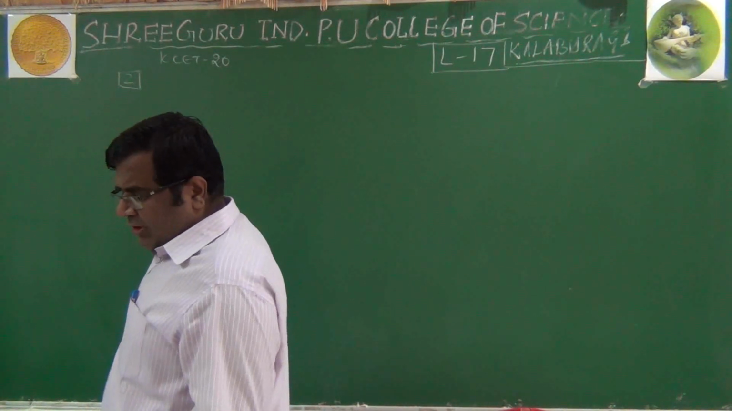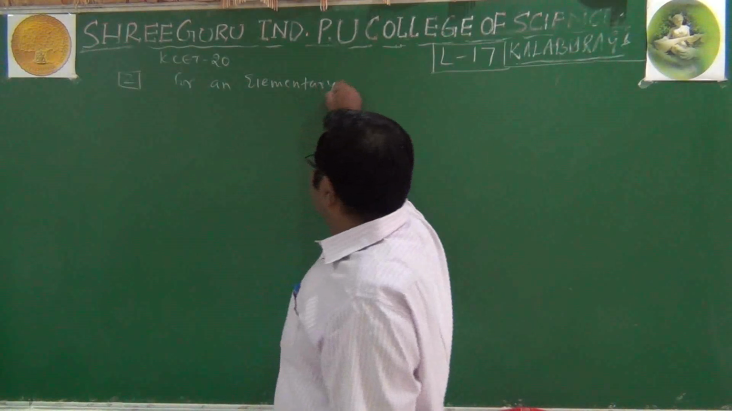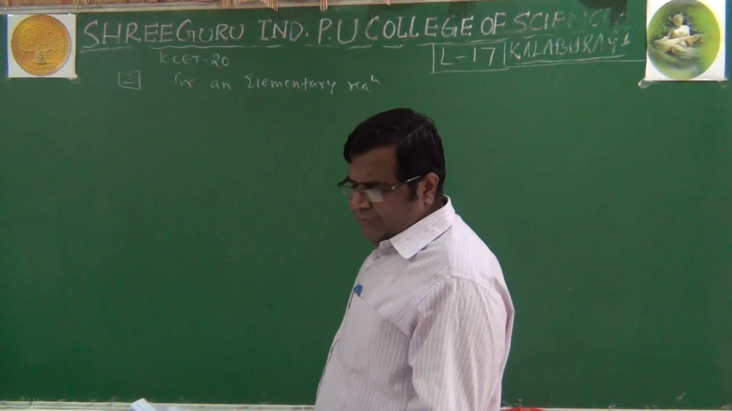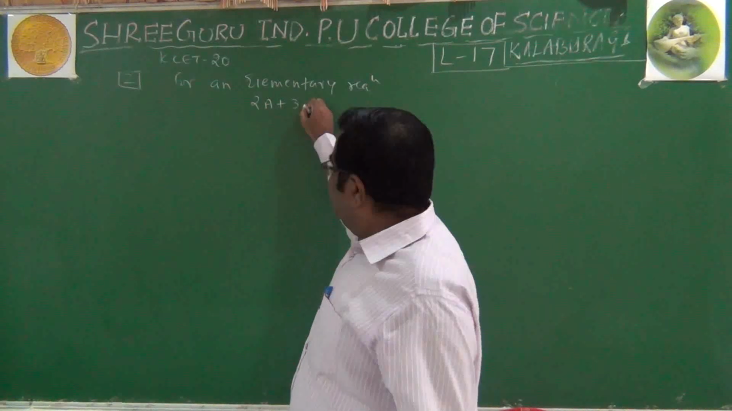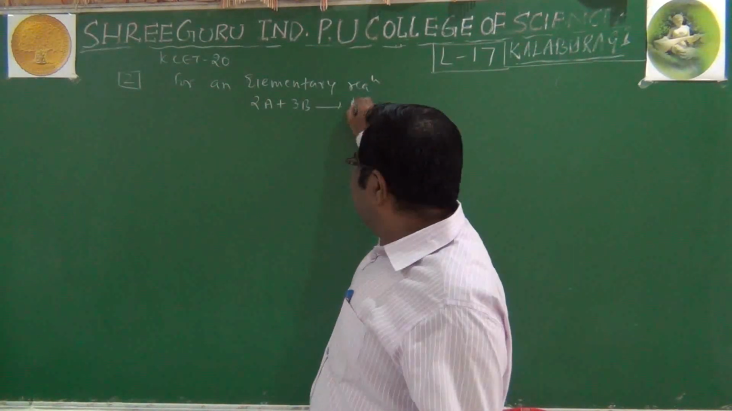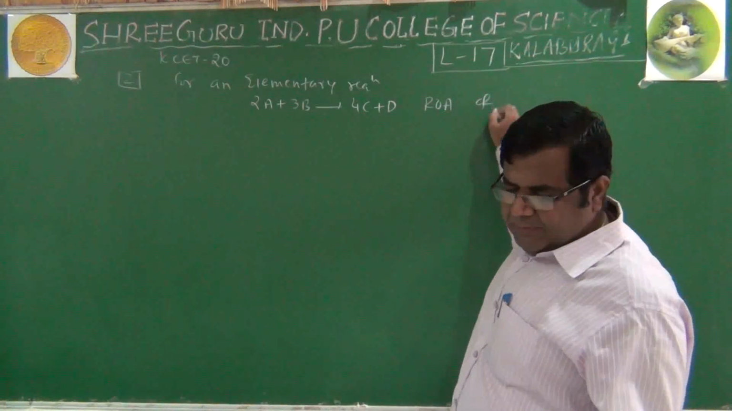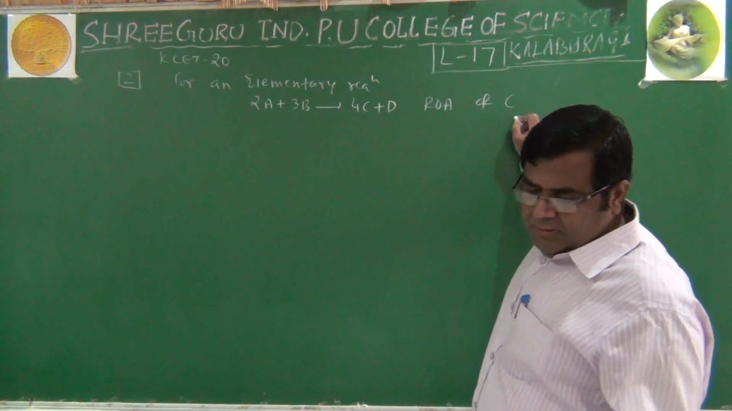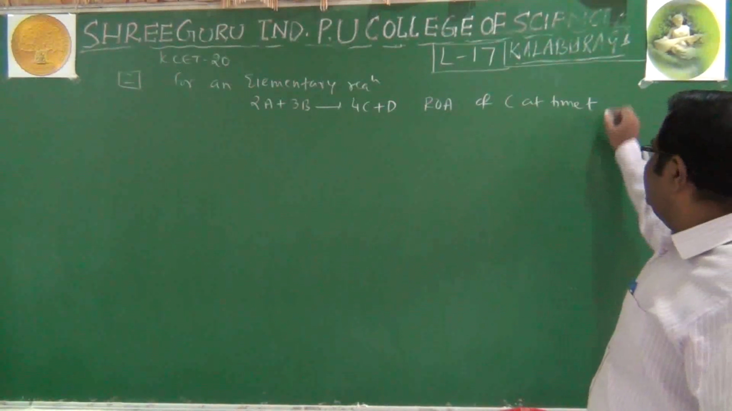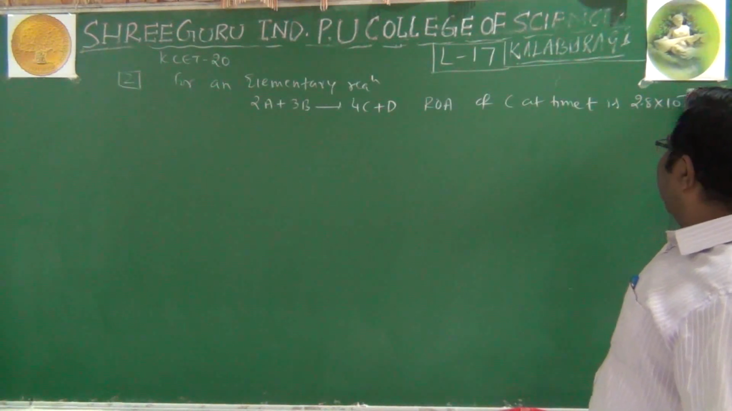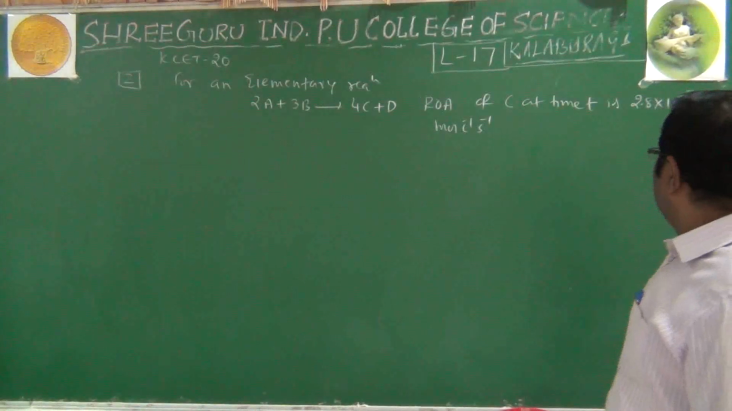The question number 2 is: for an elementary reaction, 2A plus 3B gives 4C plus D. Rate of appearance of C at time t is 2.8 into 10 raised to minus 3 mole per liter per second.